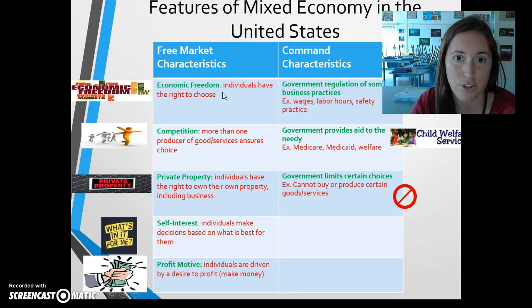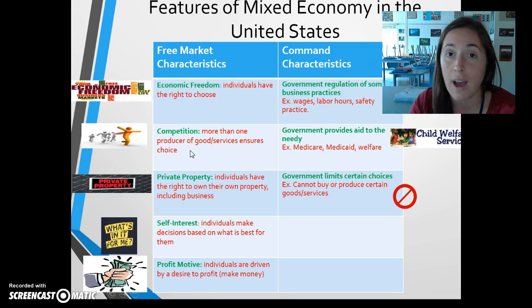We have the right to choose. We have competition. More than one producer of goods and services ensures choice. I can go and I can get a coffee at Dunkin' Donuts. I could get a coffee at Starbucks. I could get a coffee at McDonald's. There are many options for me.